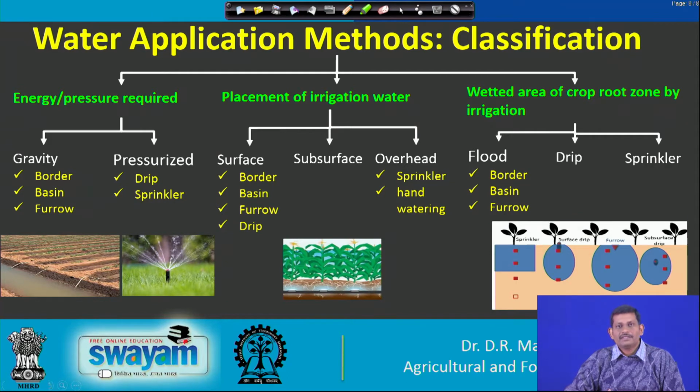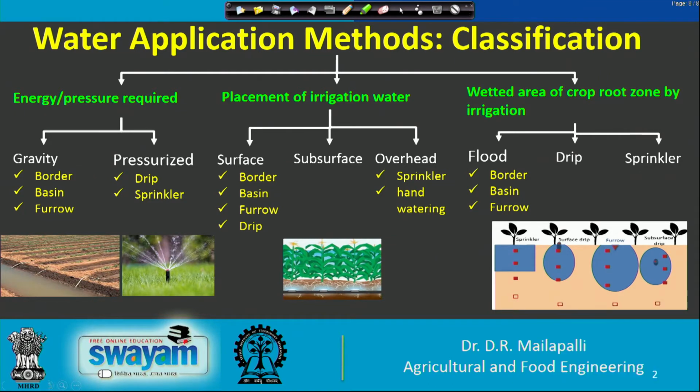The next category is pressurized irrigation. Water needs to be pressurized and pumped for these irrigation systems, such as drip irrigation and sprinkler irrigation systems. The other category is the placement of irrigation water. One is whether you are applying it on the soil surface, in the subsurface, or overhead. Based on the placement of irrigation water, these are classified.